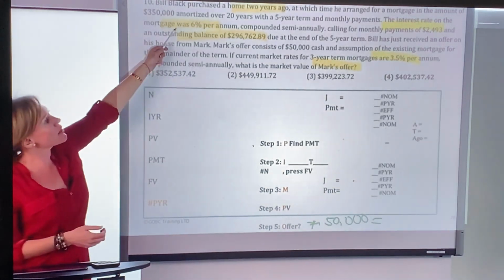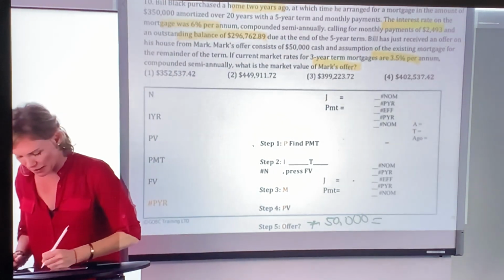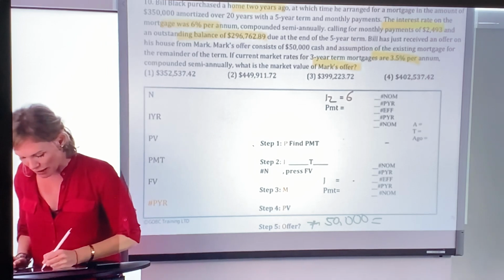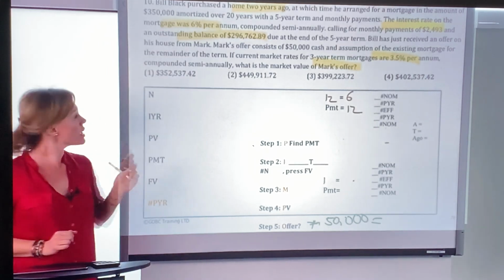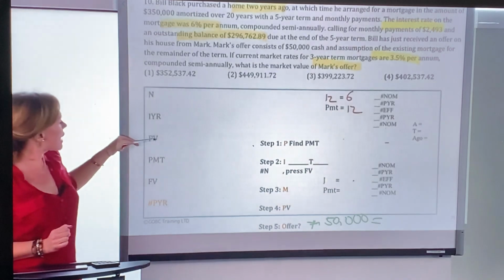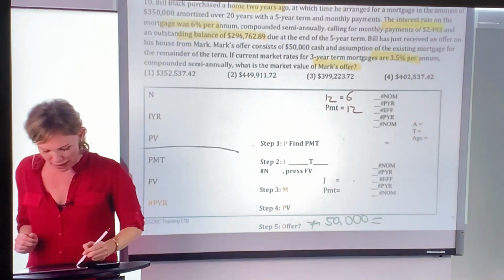We're going to use the 6%. That is the first rate that's given to you to find the payments, compounded semi-annually. Payments are still monthly in this question. Okay. What else do we have? We need to have the N and the present value because we're looking for the payments at this point.